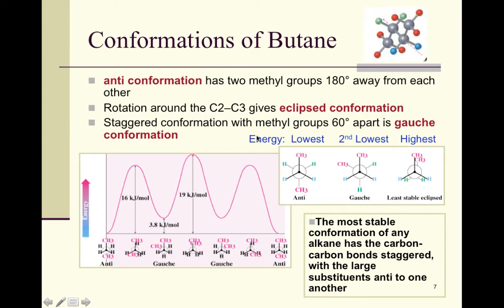We have staggered conformation with methyl groups 60 degrees apart. This is known as gauche conformation. And gauche conformation is the second lowest. If we take a look at this graph, let's put an imaginary line through the middle right here. Do you see where I'm putting a line right through here? I want you to notice that the lowest energy levels every time are any time we have the staggered in the anti or the gauche position. The highest energy levels, regardless of where the methyl groups are, is when we always have the eclipsed. The most stable conformation of any alkane is the carbon-carbon bond staggered, with the large substituents anti to one another.